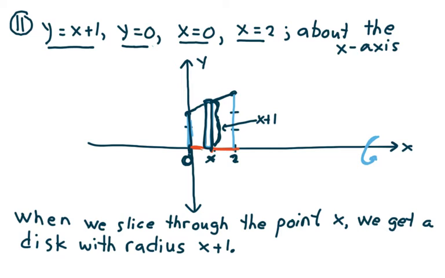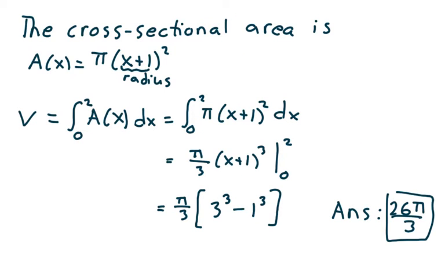Suppose we're given the lines y equals x plus 1, y equals 0, x equals 0, and x equals 2. So we're going to rotate the region bounded by those lines about the x-axis. Now, when we slice through the point x, we get a disk with radius x plus 1. The cross-sectional area of that disk is A of x equals pi times the radius squared, where the radius is x plus 1.